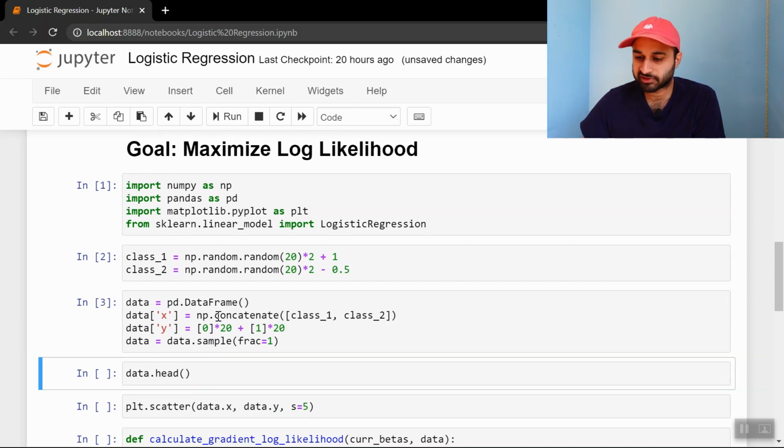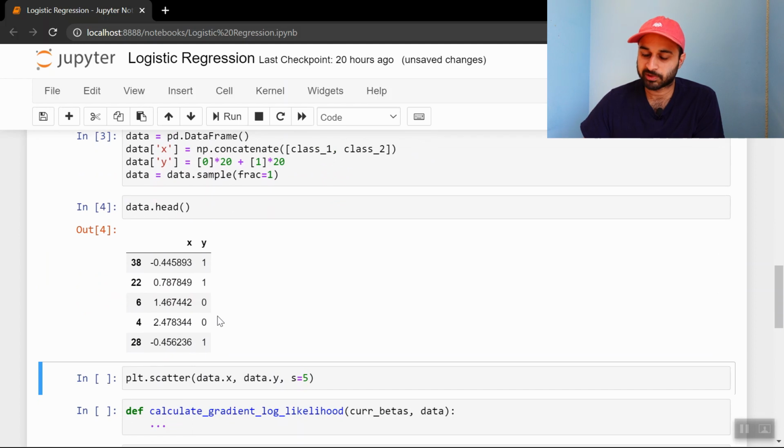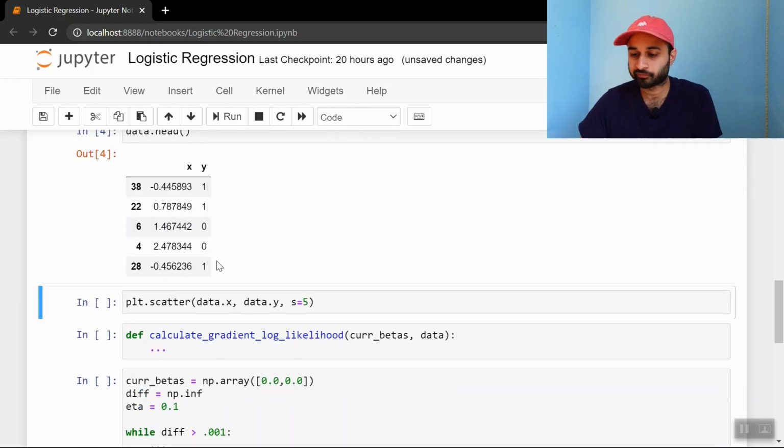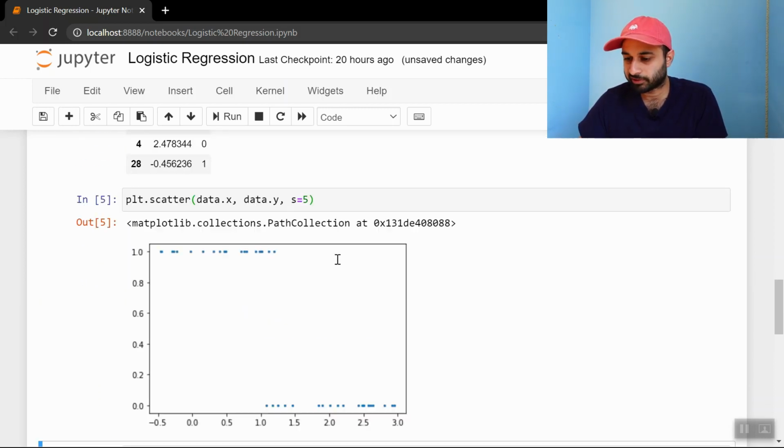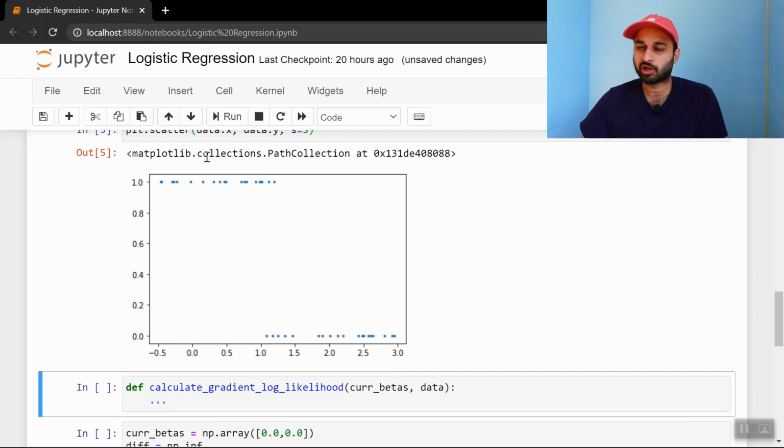I generate the data in this cell. Data looks like this after it's been randomized. So we have some x coordinate and we have the label y, which is either class 1 or class 0. I can show you a scatter plot of it. So here's all the observations belonging to class 1, and at the bottom, all the observations belonging to class 0. So we see there's actually a little bit of overlap as well.